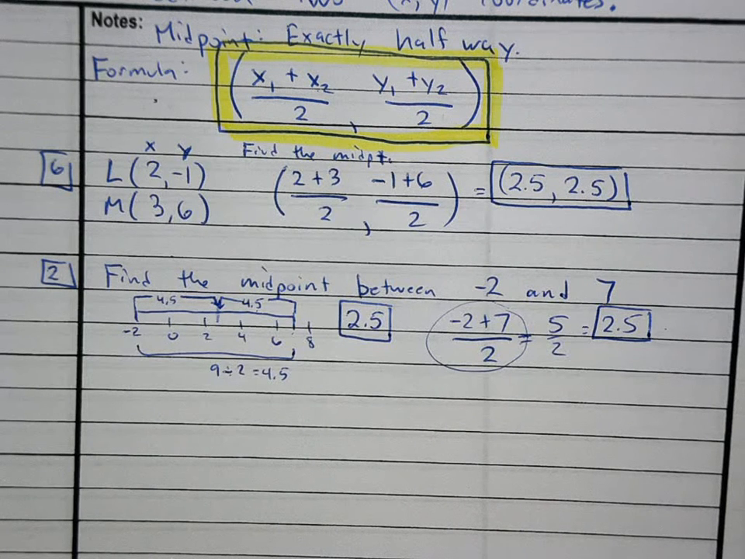You might have to do these things with decimals. Tim, you have a question? Can you just do the median? The median. That's exactly what it is, except on the number line. Yeah, same thing.